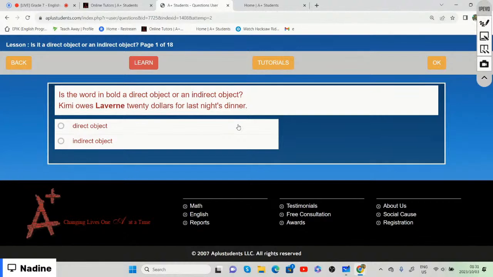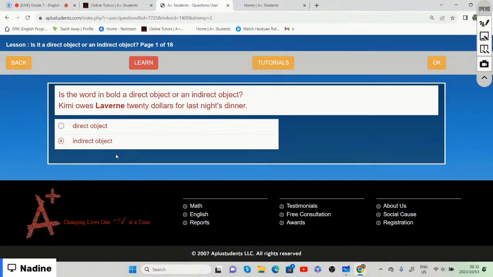So the word Laverne in bold, we need to say if that is a direct object or an indirect object. Laverne. And remember, we said that we need to locate the verb and we locate the object, and then in between the verb and the object, that is where we said the indirect object is. So which means that Laverne is an indirect object.